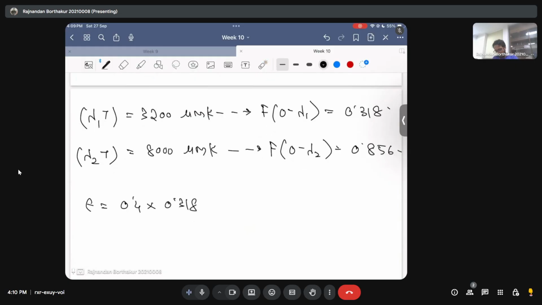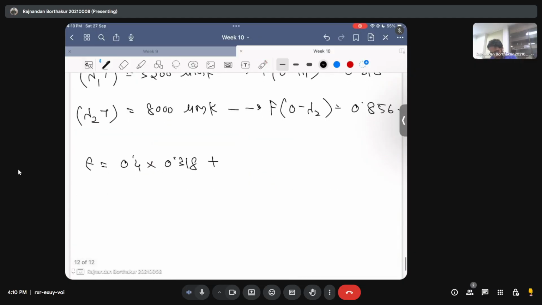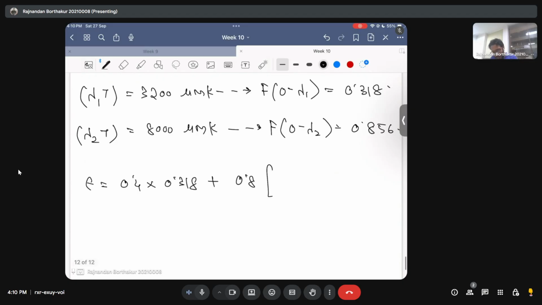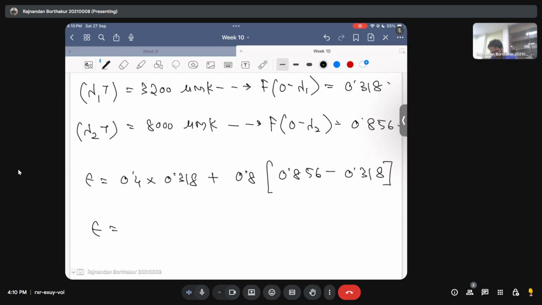Okay, so then this epsilon is 0.4 times 0.318, plus the next epsilon 1 to 2 is 0.8, so this is 0.8 times f0 to lambda 2 minus f0 to lambda 1, so this becomes 0.586 minus 0.318, and if you just do this simple math, you can get your total hemispherical emissivity as 0.558. That's it, guys. So this is your total emissivity, or sometimes it is also known as the total hemispherical emissivity.